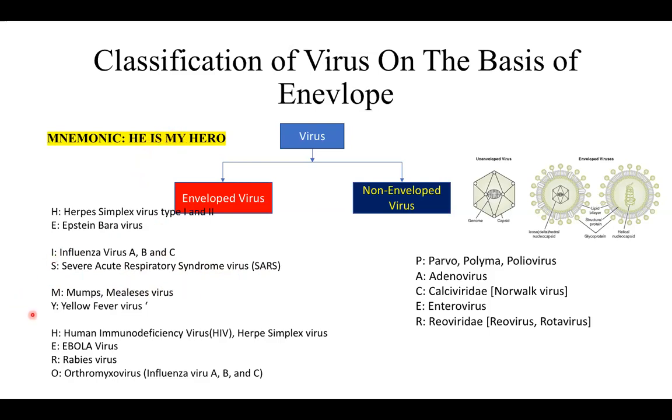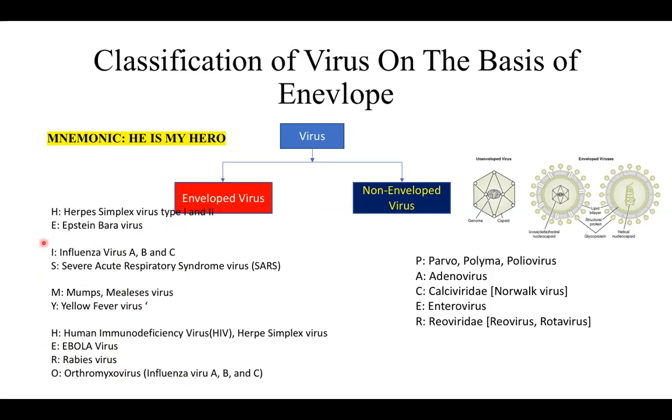Y stands for the yellow fever virus. Another H stands for the human immunodeficiency virus. E stands for the Ebola virus, and R stands for the rabies virus, and O stands for the orthomyxovirus. Here it is repeated, that is influenza virus. It is all types of orthomyxovirus, that is influenza virus A, B, and C.